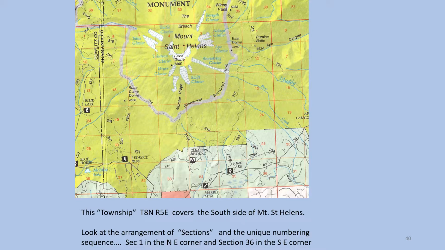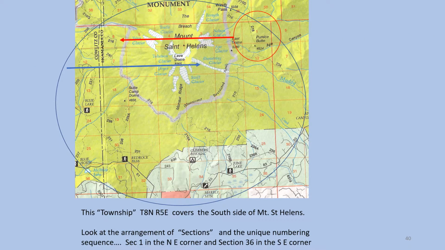This is Township 8 North, Range 5 East. It covers the south side of Mount St. Helens. Look at the arrangement of the sections and the unique numbering sequence. Section 1 in the northeast corner and Section 36 in the southeast corner.